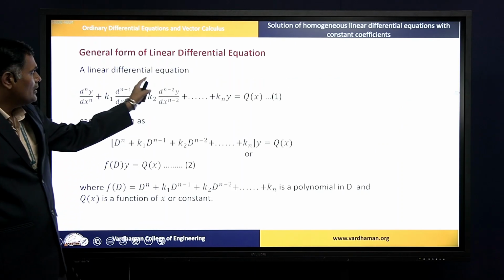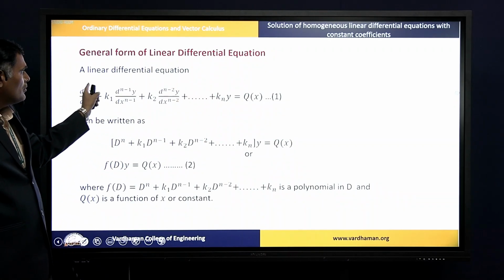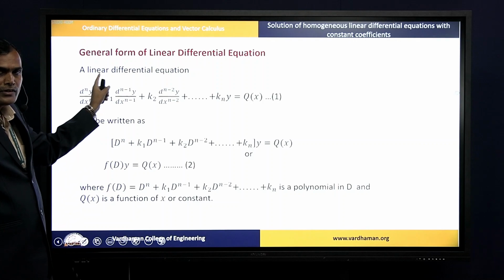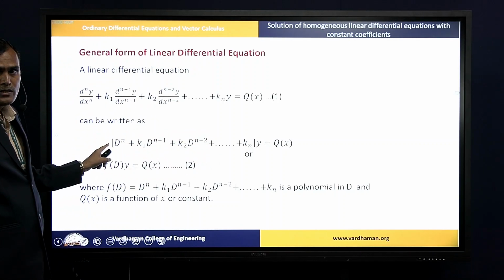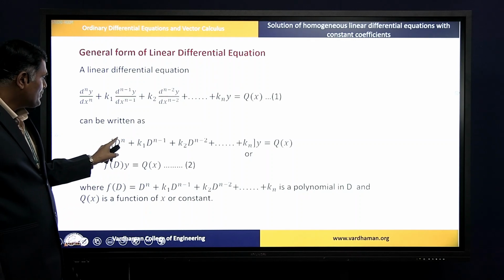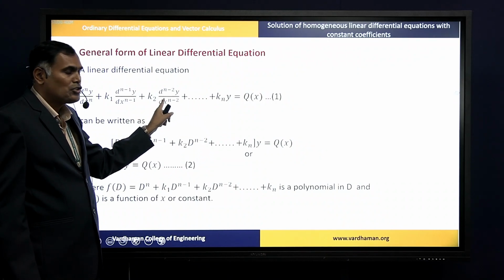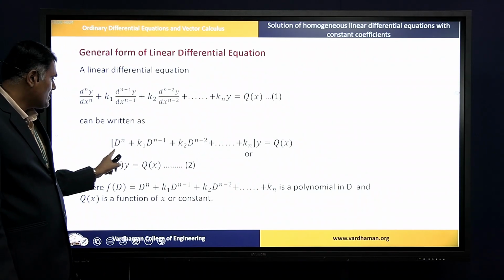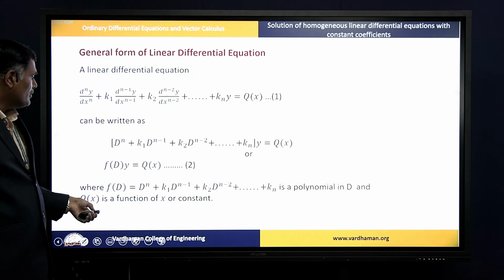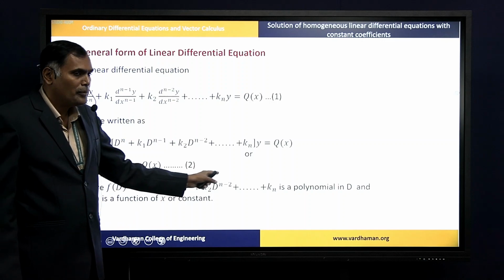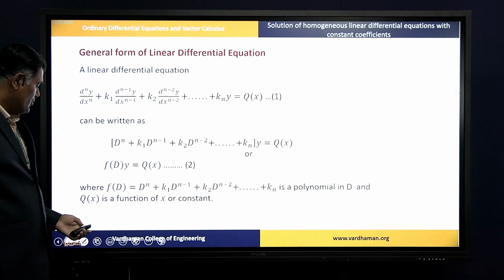Now this is a given nth order linear differential equation. Now we are writing this nth order linear differential equation in operator form like this using the differential operator capital D. Here capital D is called the differential operator. This is the way to write a given differential equation in operator form. Here f of D is called a polynomial in D and this q of x is either a function of x or a constant.